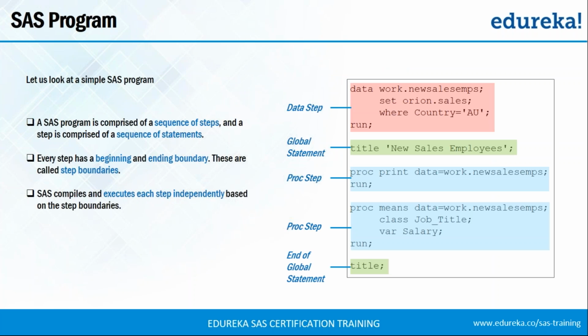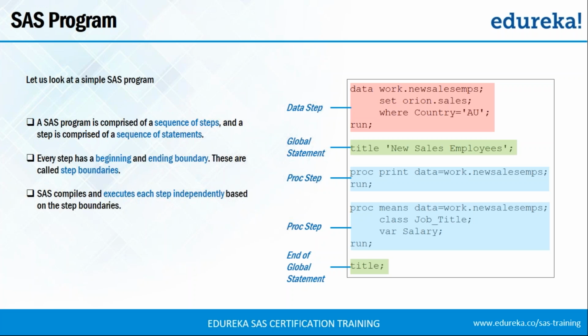A SAS program is comprised of a sequence of steps, and a step is comprised of a sequence of statements. Every step has a beginning and ending boundary. These are called step boundaries. SAS compiles and executes each step independently based on the step boundaries.